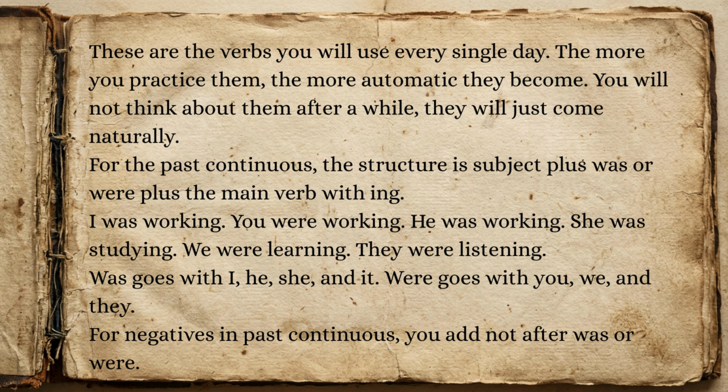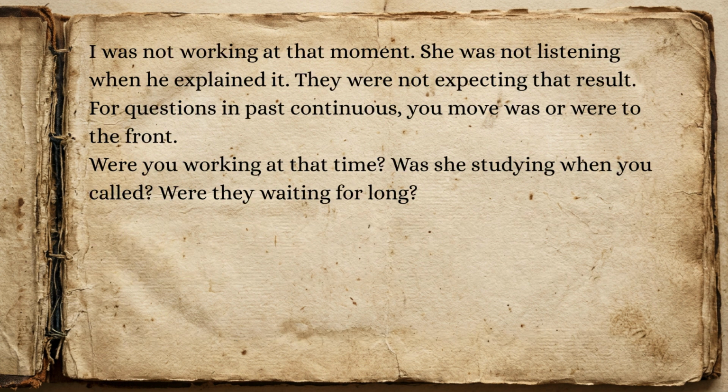Was goes with I, he, she, and it. Were goes with you, we, and they. For negatives in past continuous, you add not after was or were. I was not working at that moment.